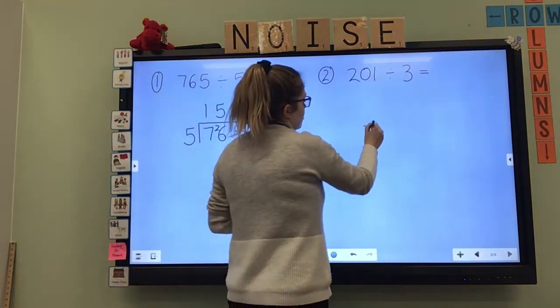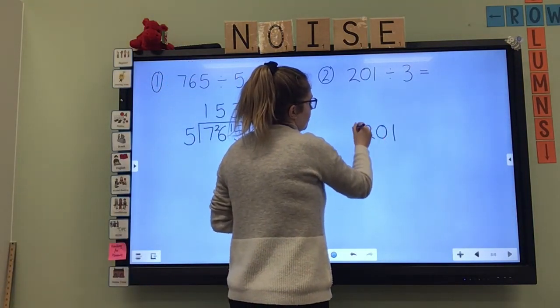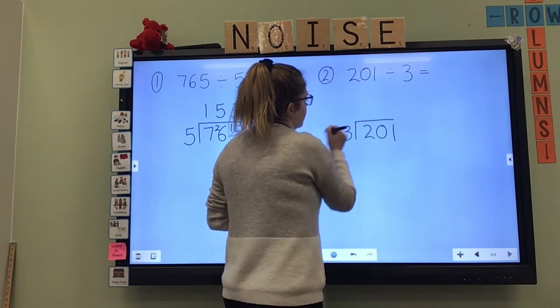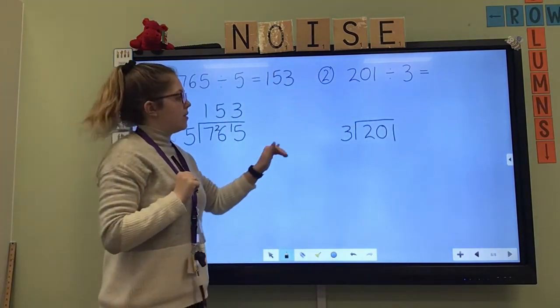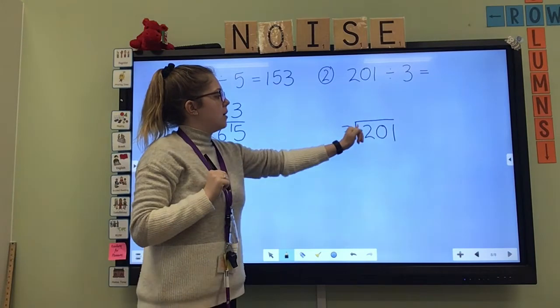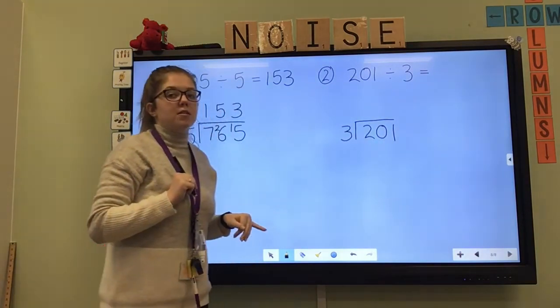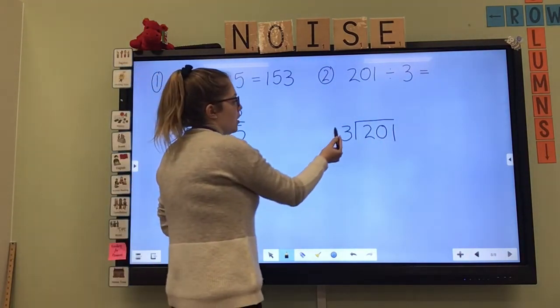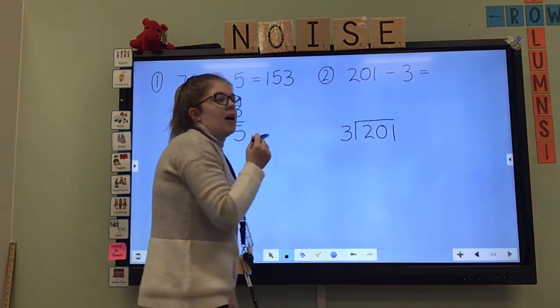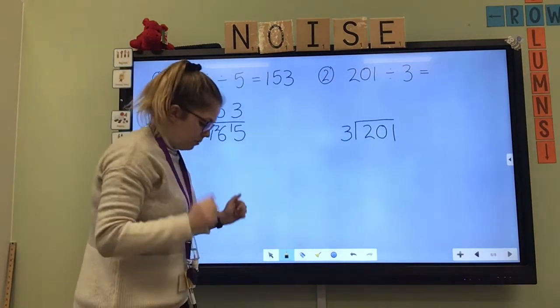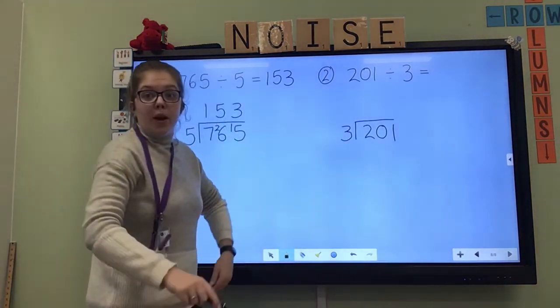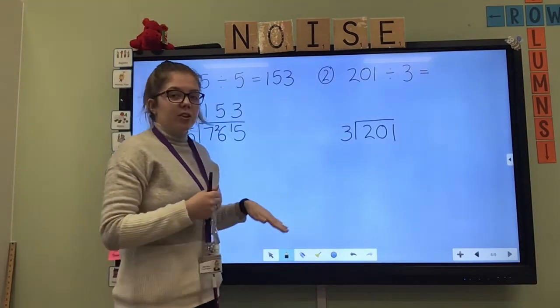I had 201 divided by 3. So I need to think, how many lots of 3 can I get into all of the digits in my bus stop method? So how many groups of 3 can I get into 2? Drop the pen, that's not very good. It doesn't go, does it?